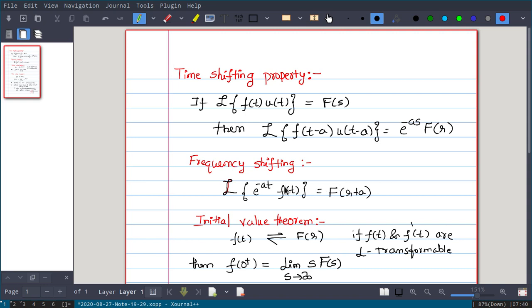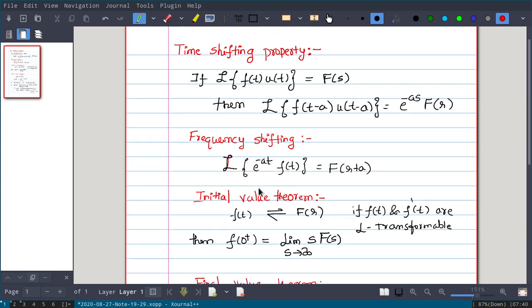Next one is frequency shifting. If you multiply in the time domain by e power minus at, then in the complex frequency domain, it will be F of s plus a. So frequency shifting you can observe here.